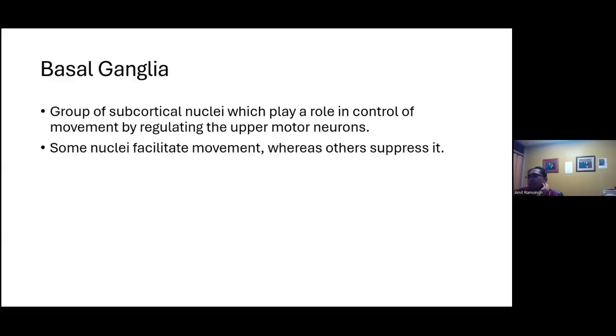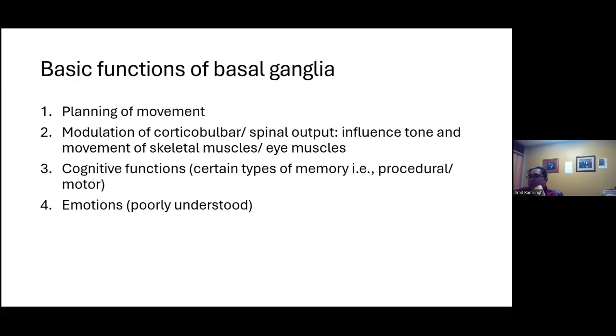So what is the basal ganglia? Well, it's a group of subcortical nuclei, and it plays a role in the basic control of movement by the regulation of the upper motor neurons. And when we talk about the upper motor neurons, we talk about the motor cortex as well as the supplementary motor cortex. And so it facilitates movement, whereas the other nuclei suppress it.